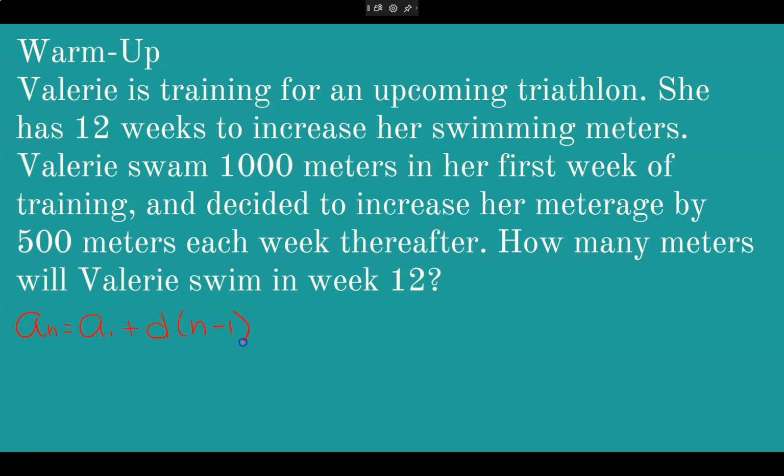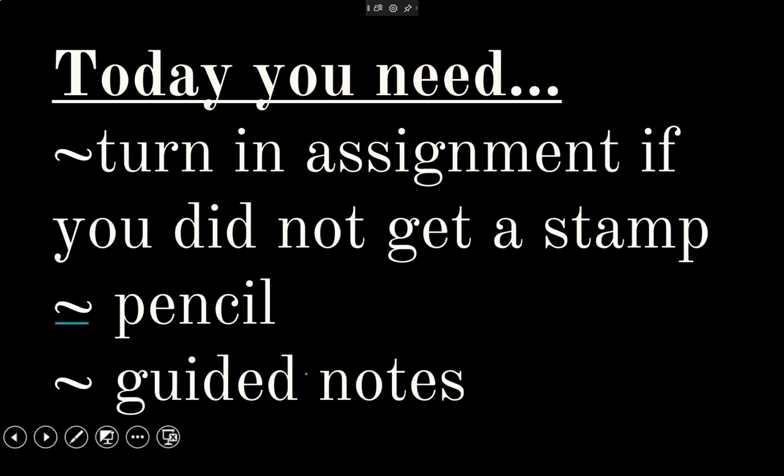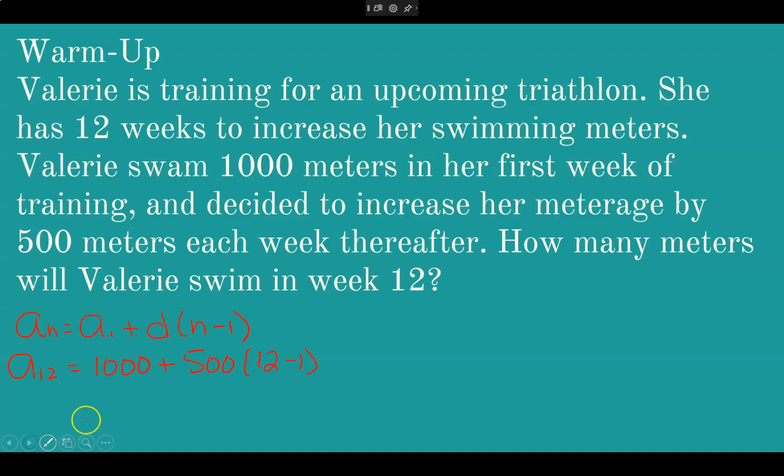There you go. Good. Okay, so this is what we need. We are looking for week 12, right? Do I know what she did in the first week? What did she do? 1,000 meters. All right, do we know what the difference was each time? 500. Do we know my N? Well, my N is 12, yes.